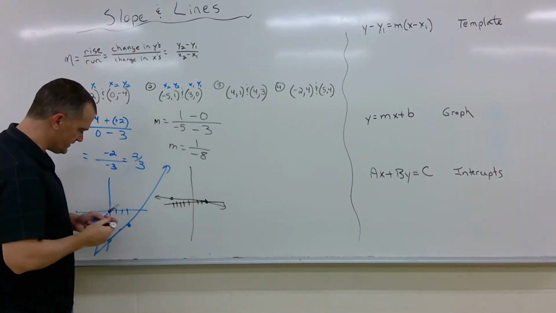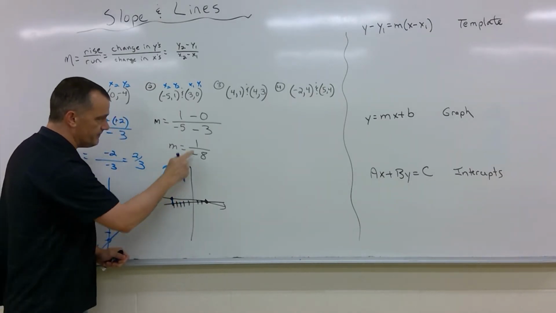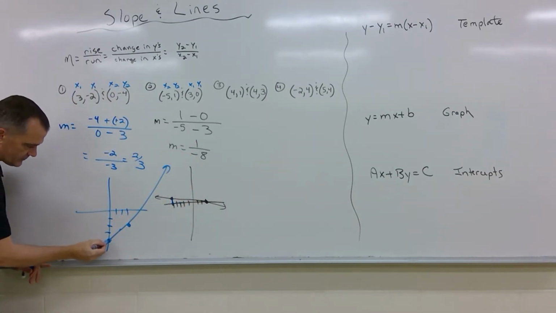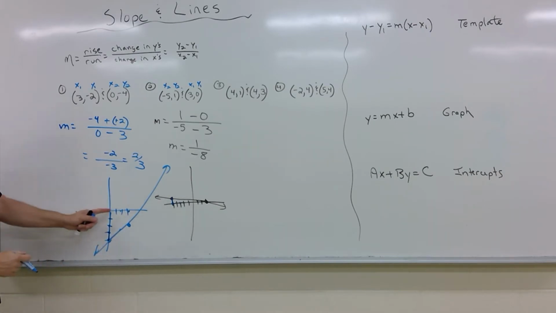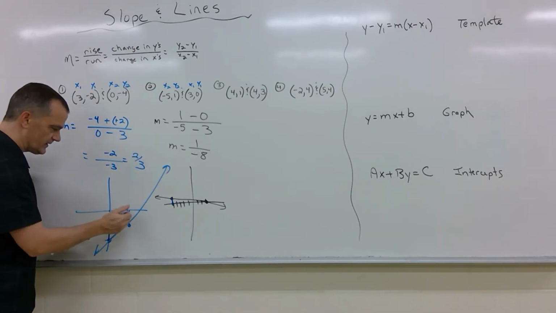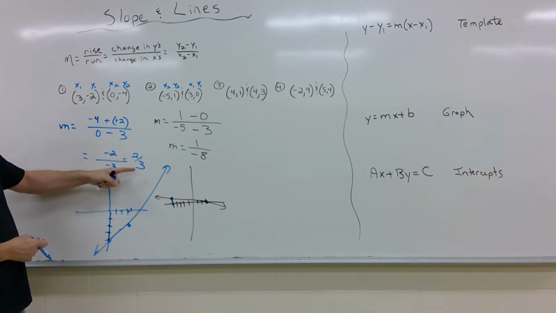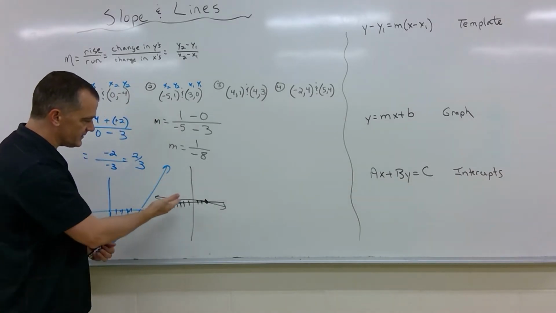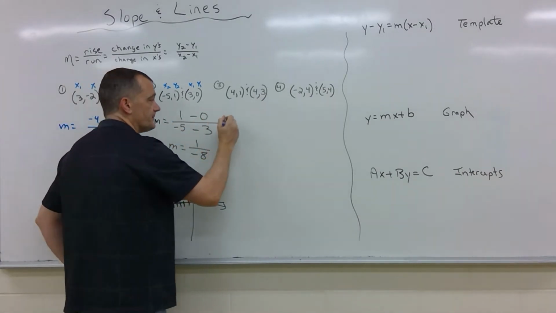But if we look at it closely, we can see something really cool here. It goes down 1, and then it goes over 8. Like this one right here, this one goes up 4, 1, 2, 3, 4, and then over, it's a little trickier to see because I stopped putting my little tick marks. But we would have seen probably over 6, so up 4 over 6, which reduces down to 2/3. So that's pretty cool. You can tell the slope of a line by looking at it visually or using the formula. Now let's move on to this next one.